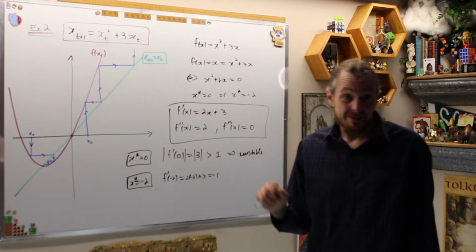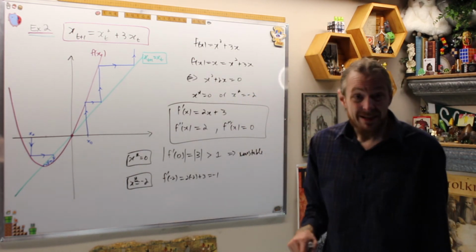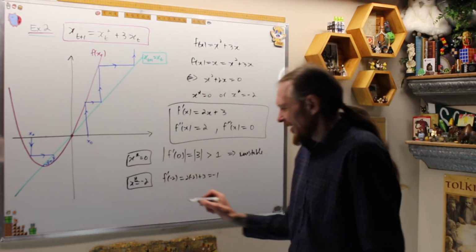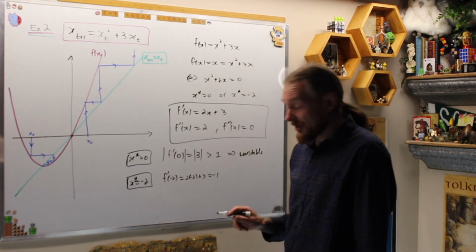So I can't use theorem 1 now. I have to use theorem 3. And theorem 3 says that we have to use the Schwarzian derivative. I didn't put it in there, but sometimes they call it SF, the Schwarzian derivative.